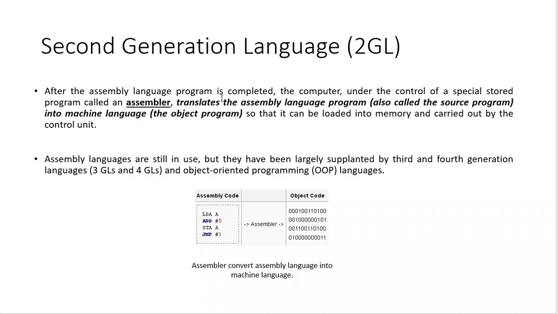Pun begitu assembly language ni sekarang ni banyak digantikan dengan 3GL, third generation and fourth generation, and also object oriented programming language. Okay, ni adalah contoh assembly code. Assembly language code. Dia ada add, add apa-apa. Then instruction tu kita nak arahkan. Kalau you belajar C++, sudah generation yang atas. Contoh you belajar while, you belajar if else.